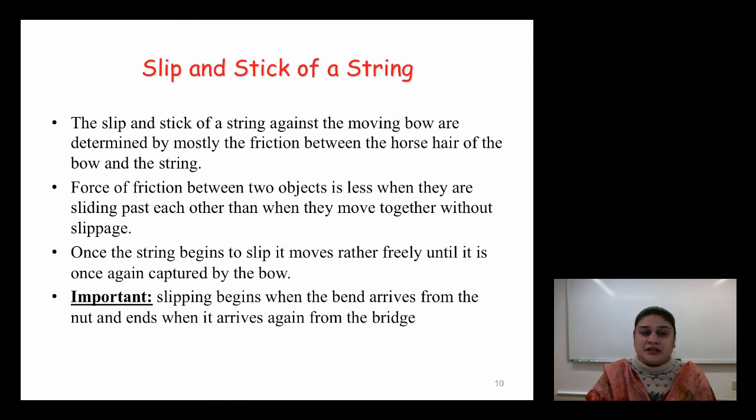The slip and stick of a string against a moving bow are determined mostly by friction between the horsehair of the bow and the string. The force of friction between two objects is less when they are sliding past each other than when they move together without slippage. Once the string begins to slip, it moves rather freely until it is once again captured by the bow.